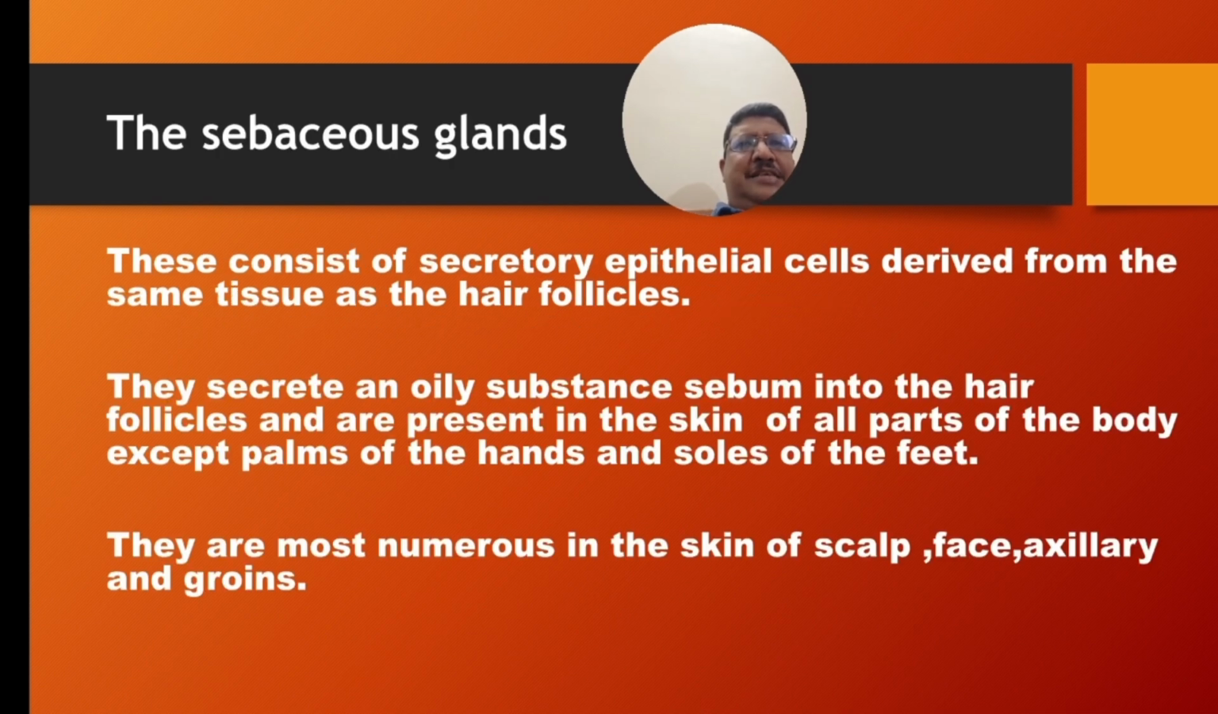The sebaceous glands consist of secretory epithelial cells derived from the same tissue as the hair follicles. They secrete an oily substance, sebum, into the hair follicles and are present in the skin of all parts of the body except the palms of hands and soles of feet. They are most numerous in the skin of the scalp, face, axillary and groin.